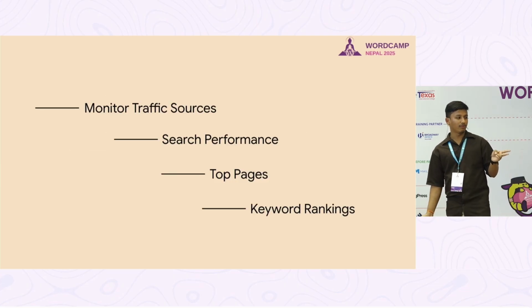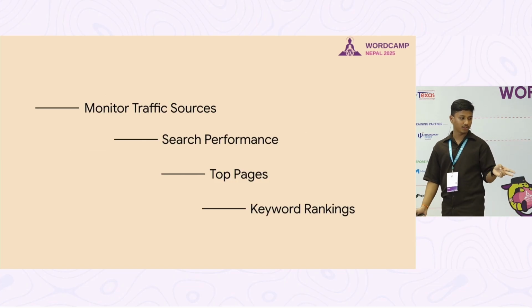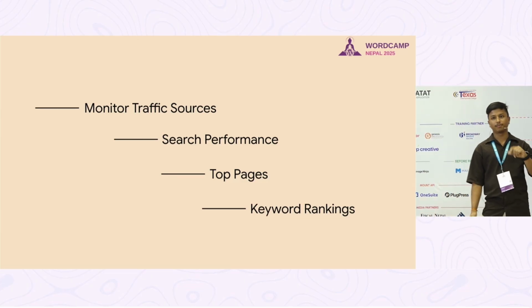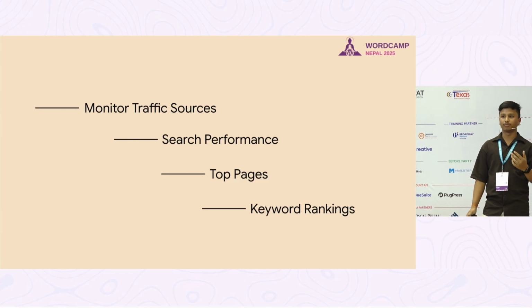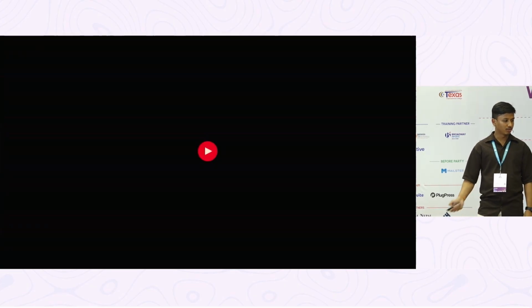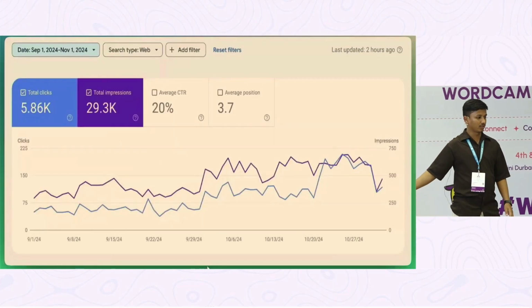First thing is you have to monitor traffic source, search performance, top pages of your website, and top keyword rankings. So these four aspects you can optimize when it comes to the analysis of your website. Okay, so here's an example. We optimized, one second, there was a video actually.